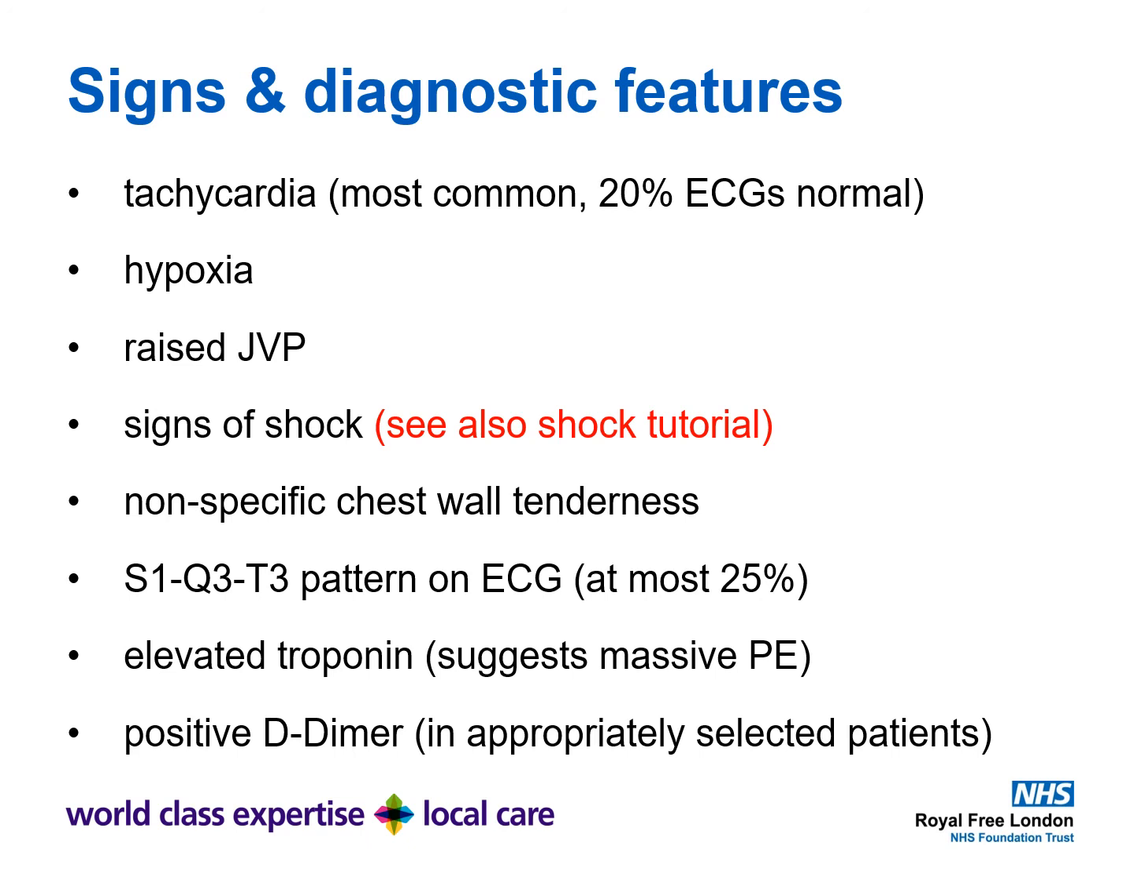Elevated troponin would suggest a massive PE, and that's again caused by the strain on the heart due to the obstruction. Positive D-dimer, and it's important to appropriately select which patients should have a D-dimer test. So for example, those who are likely to have positive D-dimers, those who are older, those who are pregnant, those who have had surgery, for example, or those who have malignancy, you have to then interpret that result with caution.